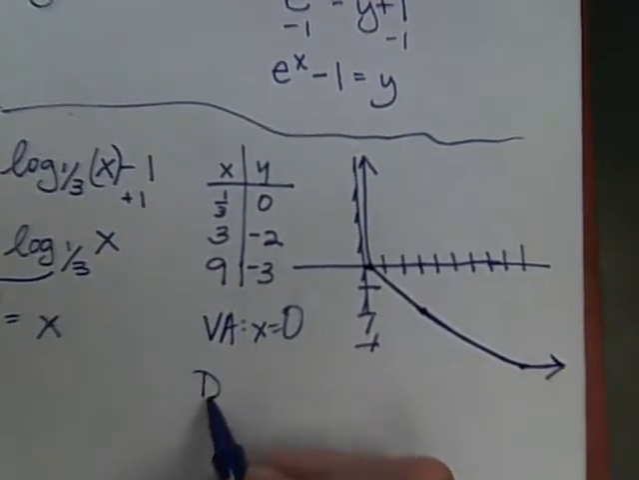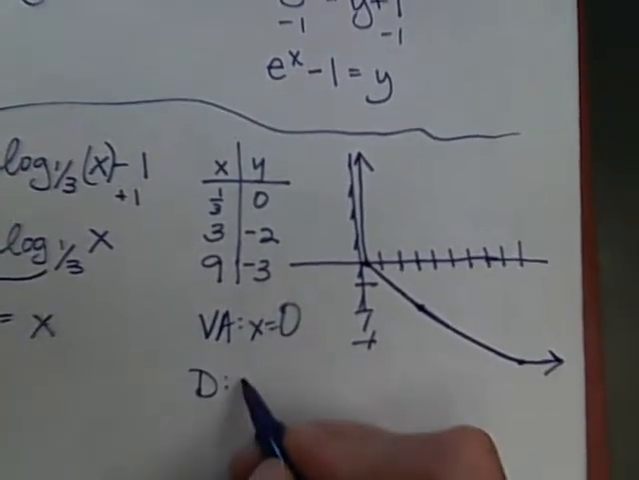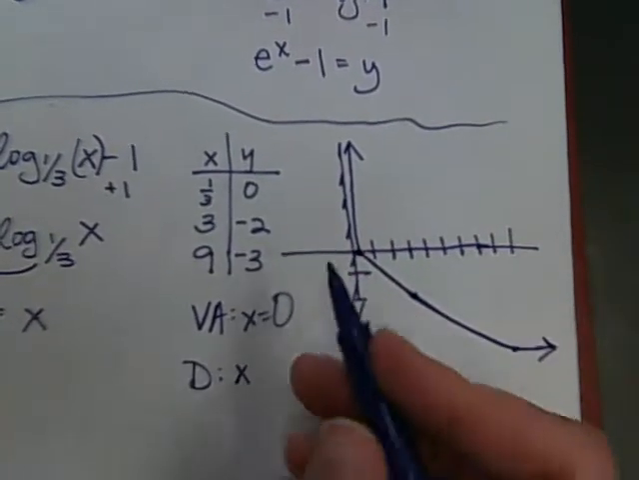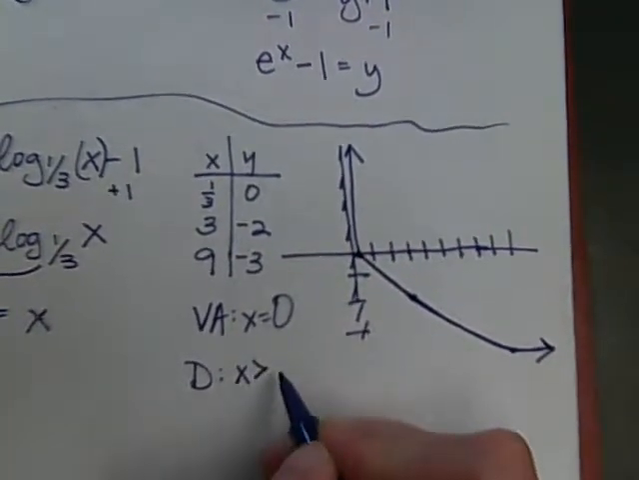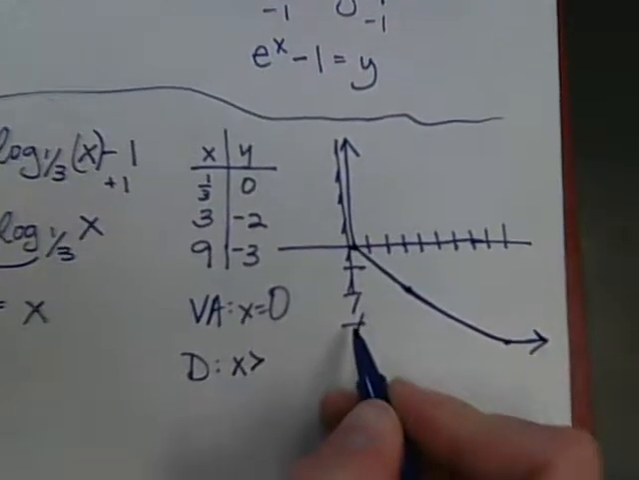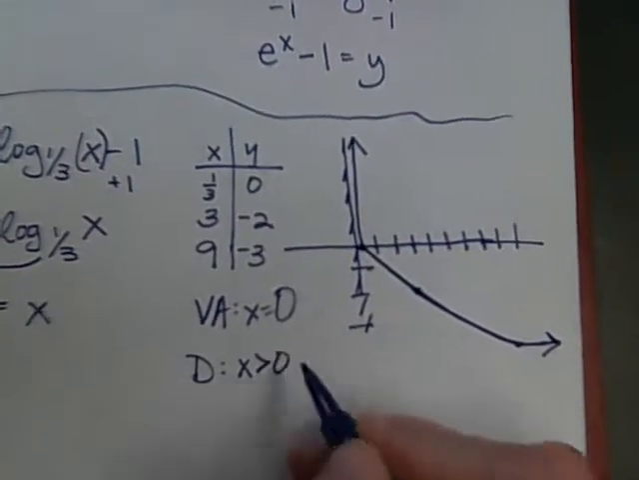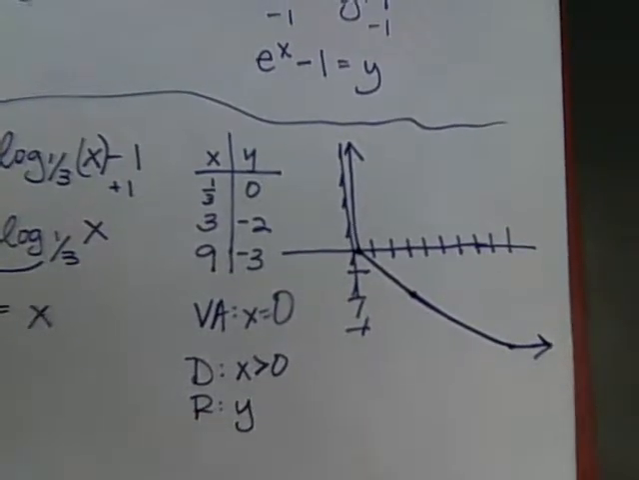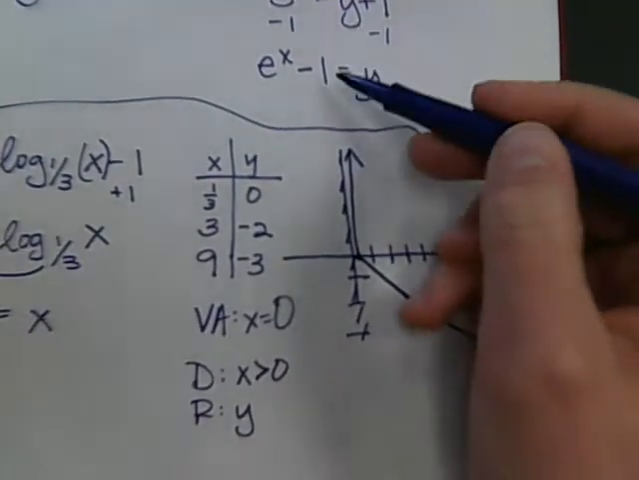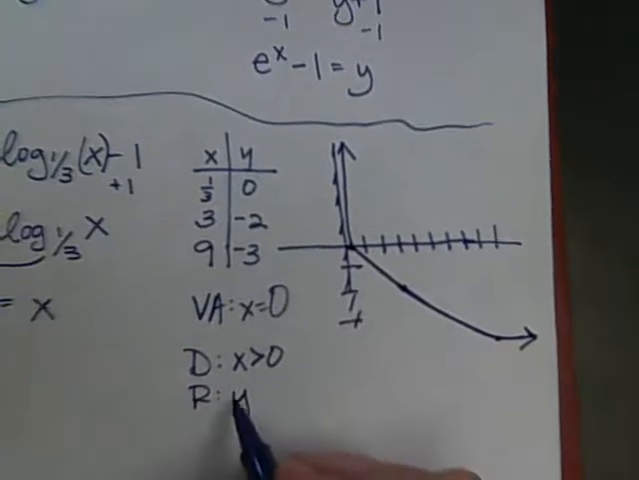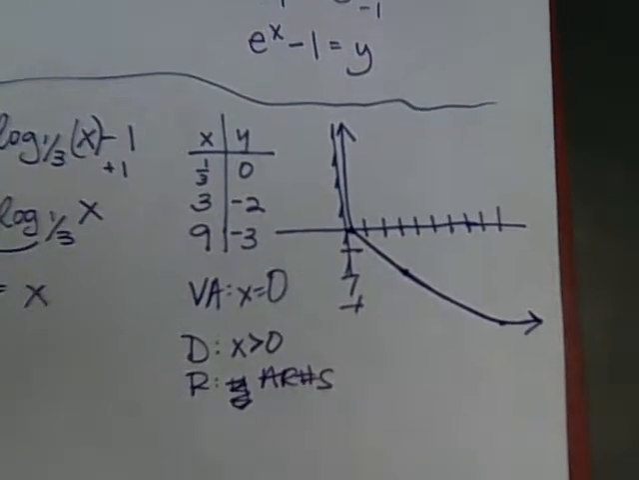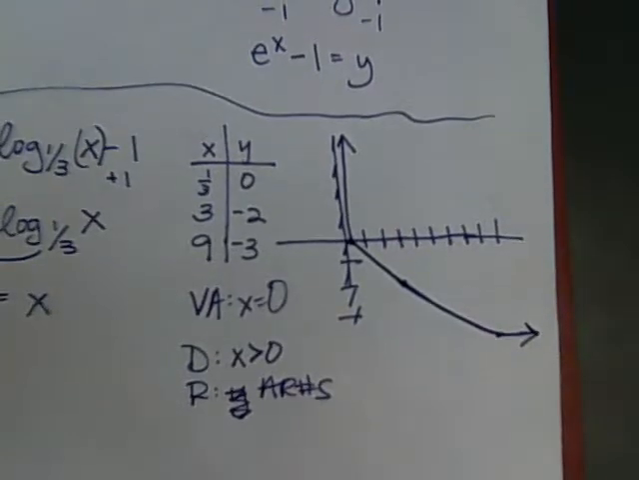So if we think about domain, what is my x doing? My x is existing to the right of that vertical asymptote. So in this case, it's greater than, not equal to, because it can't touch that asymptote, greater than 0. Okay? My range, however, is going up to infinity and down to infinity. So my range is all real numbers.